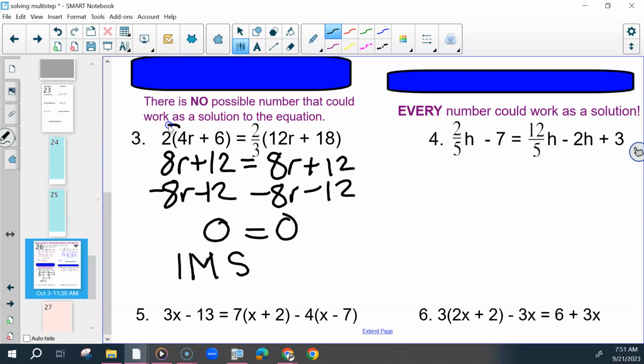Anyone want to do number 4? Go for it. Now, with number 4, you had some choices. You could have combined like terms and then started moving things. You could have moved things and then combined like terms. That part didn't really matter order-wise, as long as eventually you did them all.